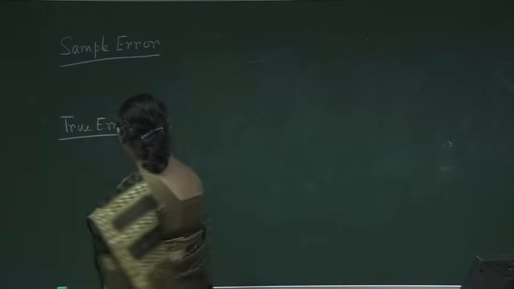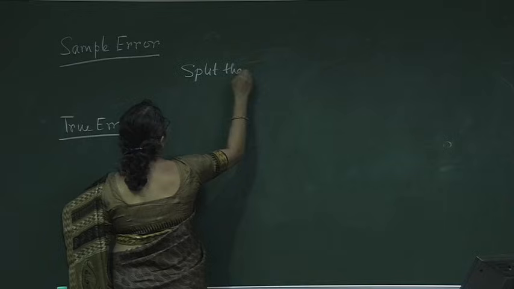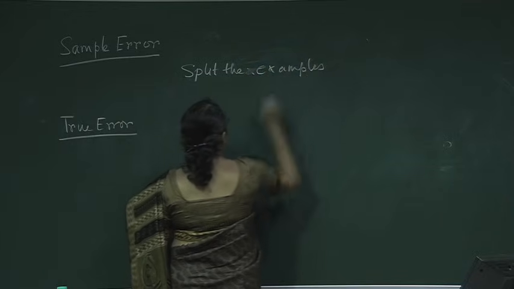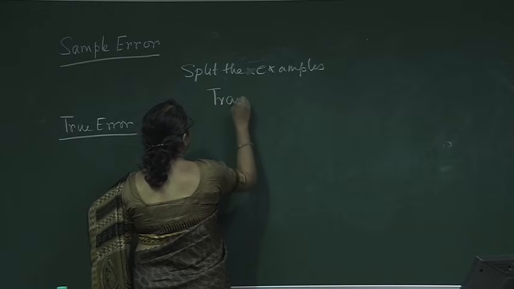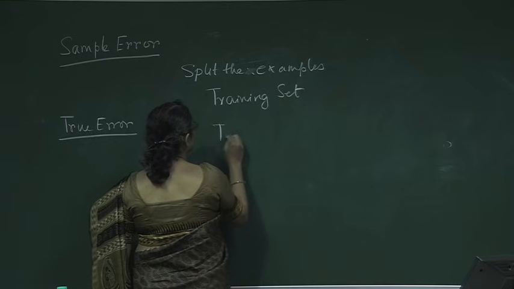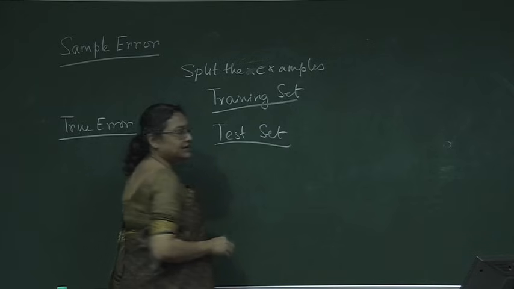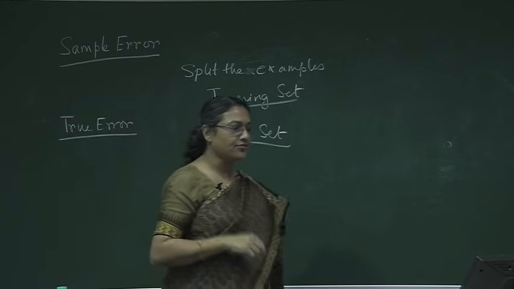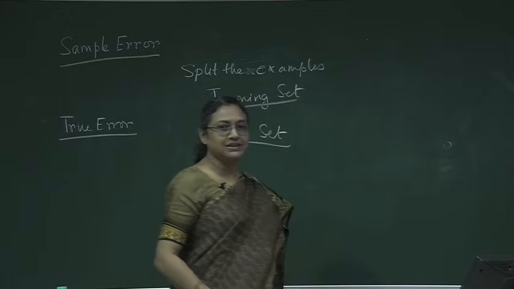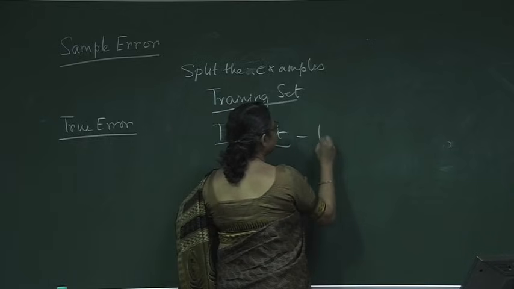So, what you need to do is you split the examples. You use some examples for training and you use a disjoint set of examples for testing. And ideally, both the training set and the test set are drawn from the distribution. So, the training examples are used to train the learner, and the test set is used to test the learner.